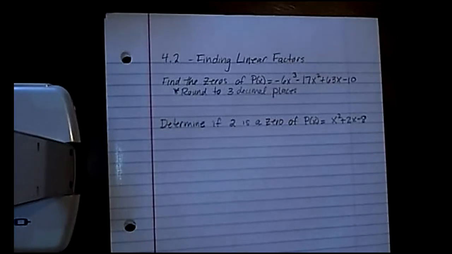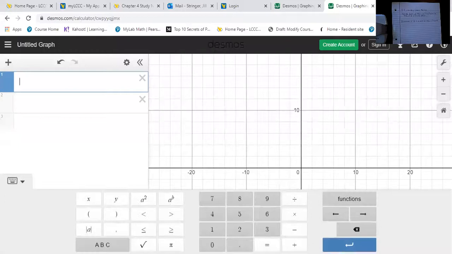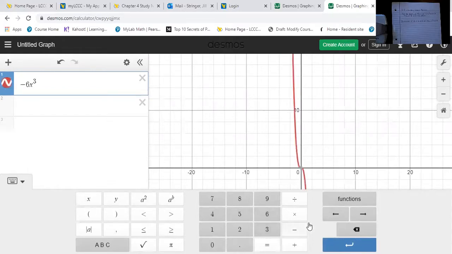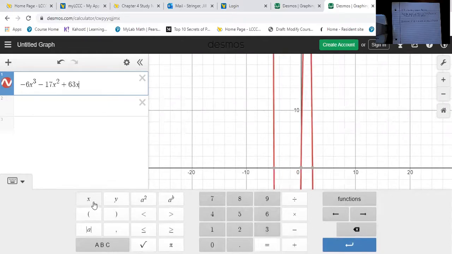But here, let's take a look at this first polynomial. I'm going to go ahead and share my screen, and we're going to take a look at decimals for this, so you can kind of see how to put that in. All right, so I'm going to type in this equation: negative 6x cubed, minus 17x squared, plus 63x, minus 10.